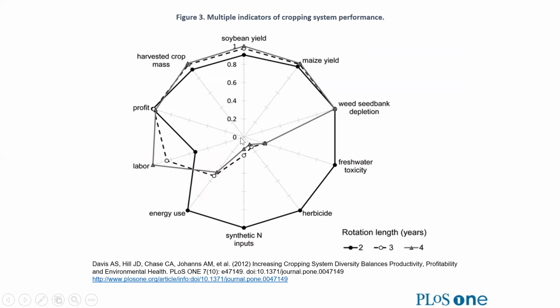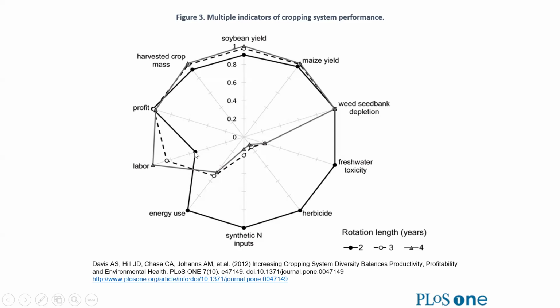So if we look here at the need for herbicides, it's much greater in the soybean maize, the 2-year rotation, than it is in these rotations that have 3 crops. So something about that third crop or fourth crop in the rotation is reducing the requirement for herbicides. Same for energy use.